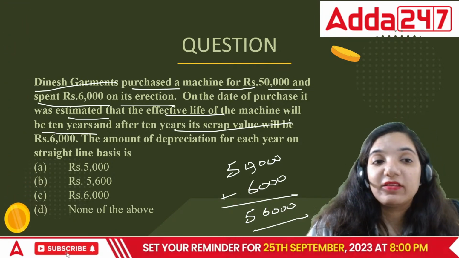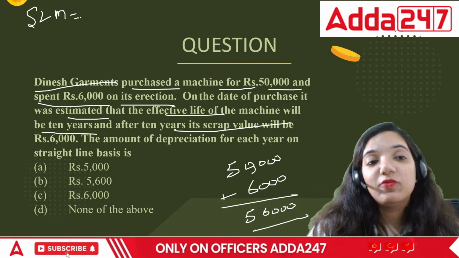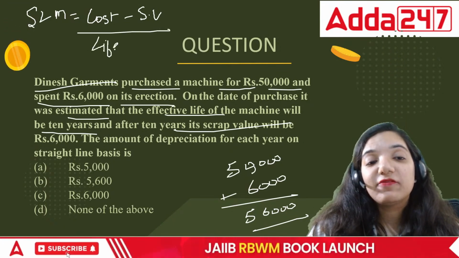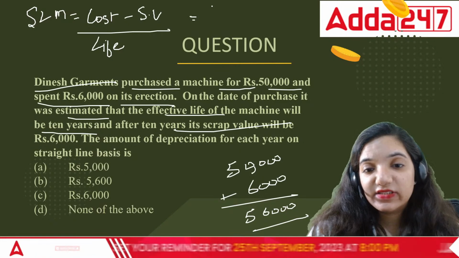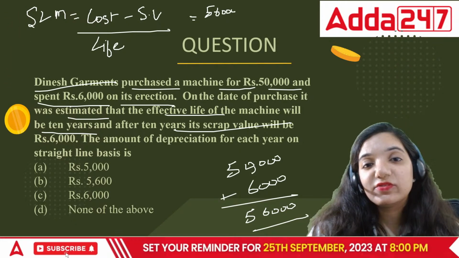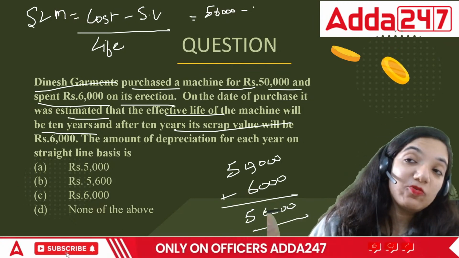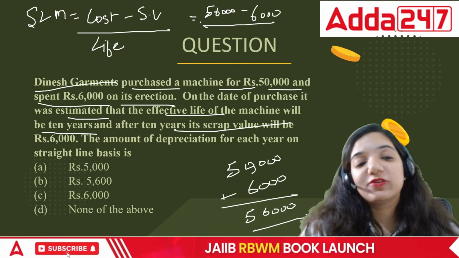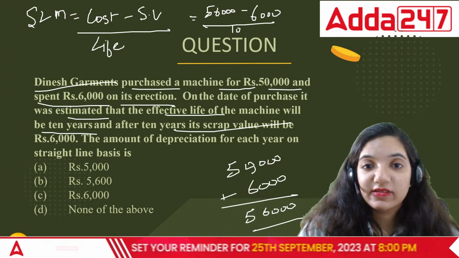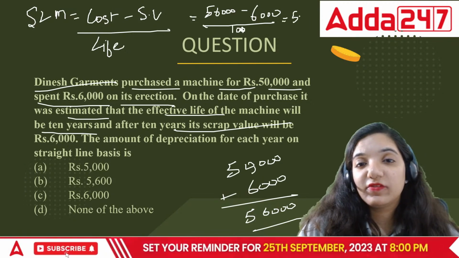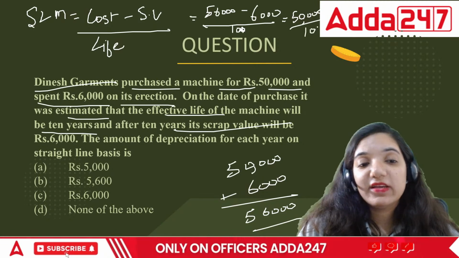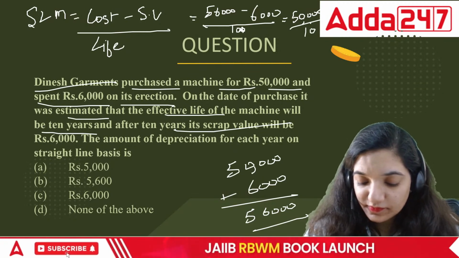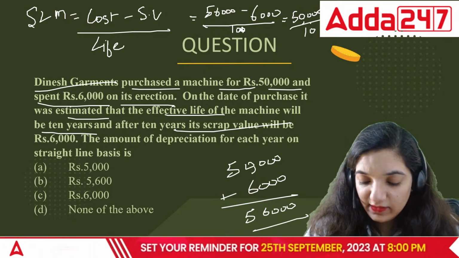If I am using the SLM method, what do we do? Under SLM, from the cost you remove the salvage value and divide it by the life. The cost is 56,000 minus the scrap value. What will we get after 10 years? We will get 6,000 rupees, divided by the life of the asset, which is 10 years. So it's 50,000 divided by 10. The value is going to be 5,000, everyone. Done?